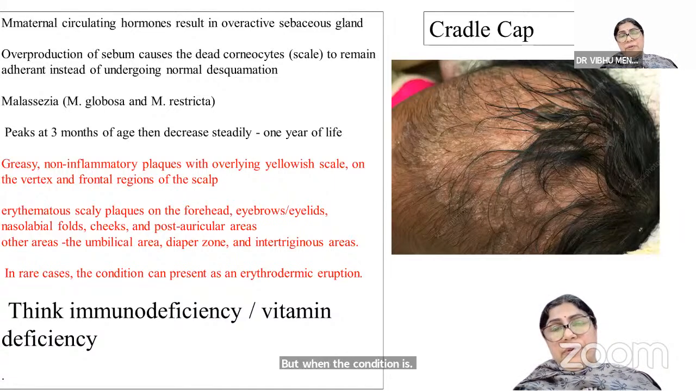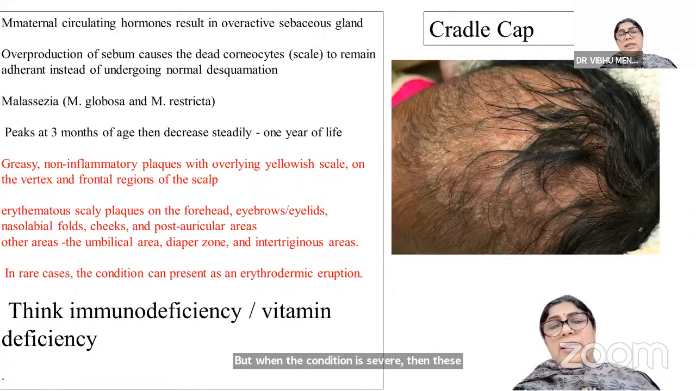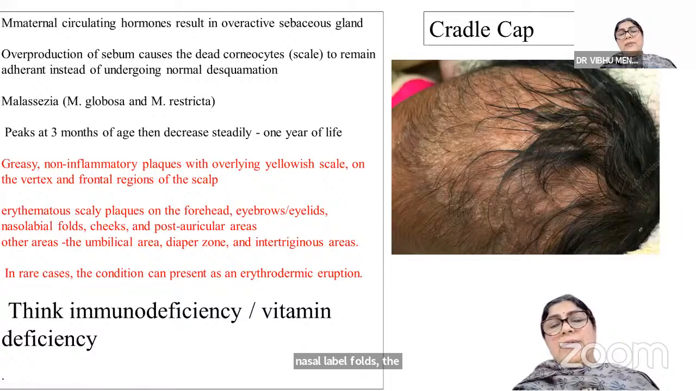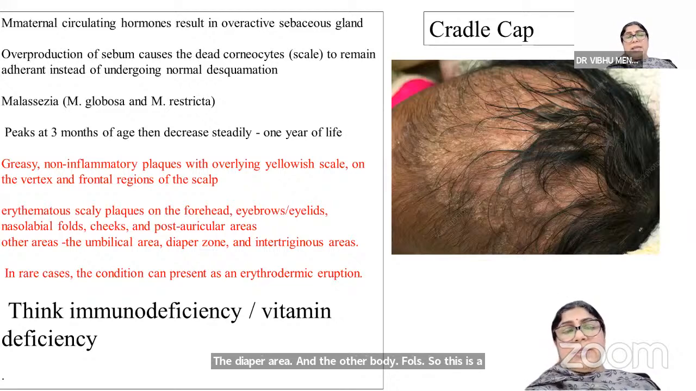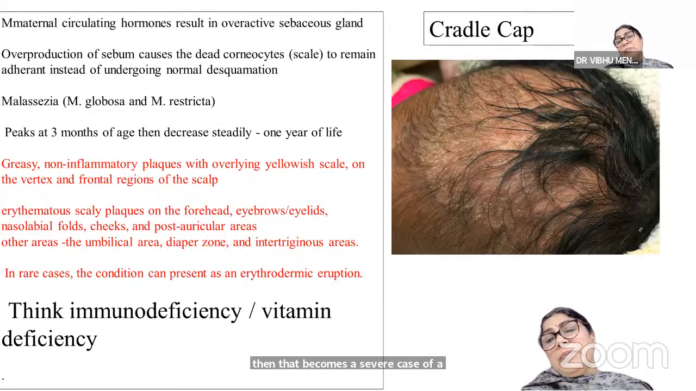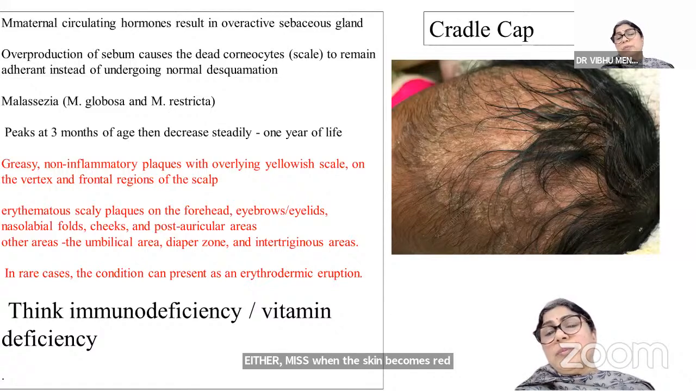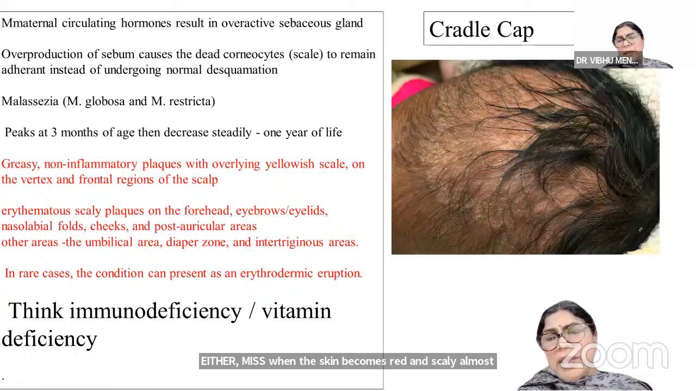But when the condition is severe, these greasy crusts can spill over to other parts of the face. It can involve the eyebrows, forehead, eyelids, the nasolabial folds, the postauricular area, and even other areas such as the umbilical area, the diaper area, and the other body folds. That then becomes a severe case of seborrheic dermatitis. And in rare cases, it may manifest as erythroderma. Erythroderma is when the skin becomes red and scaly. Almost about 80% of the body surface area is red and scaly.